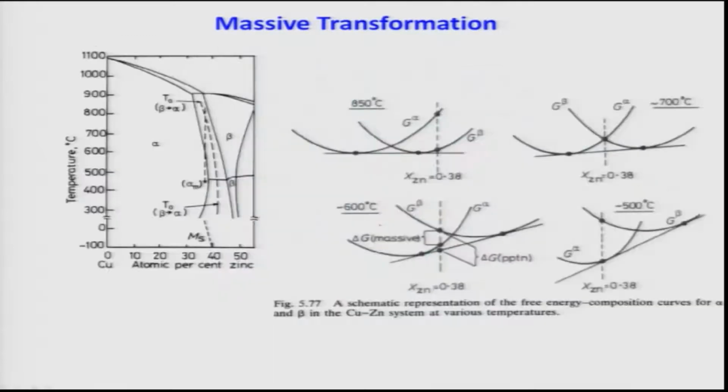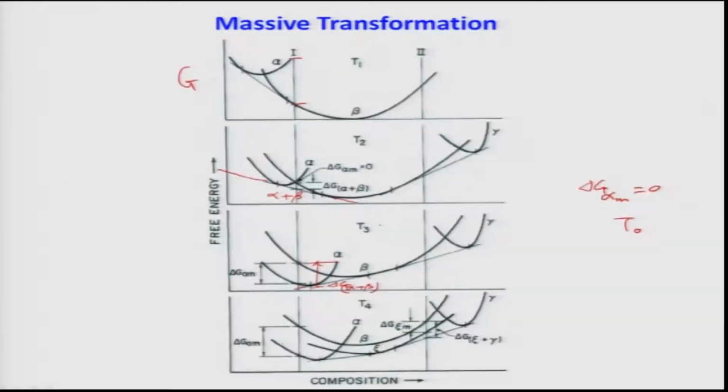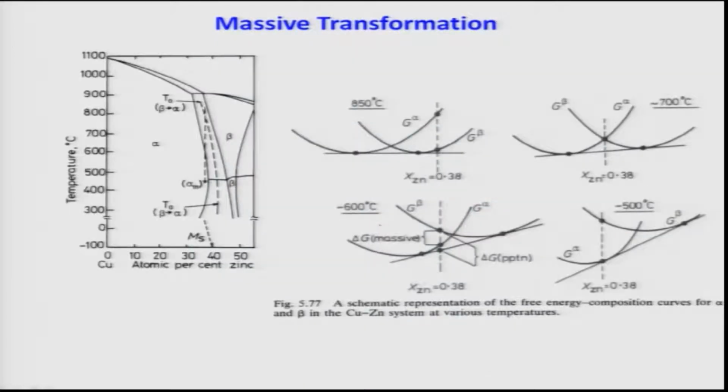Now, I just showed you how the driving force can be generated by quenching the sample of the alloy through different temperature series. Now, let us take an example of copper zinc, which I also showed you, and this is available in the book by Porter and Easterling.